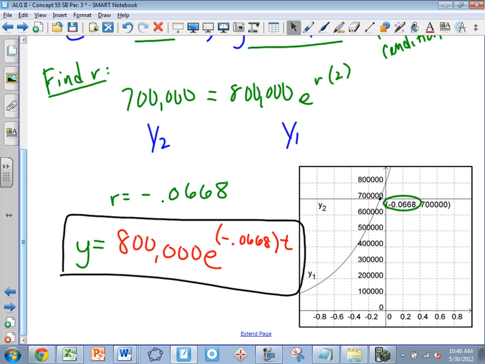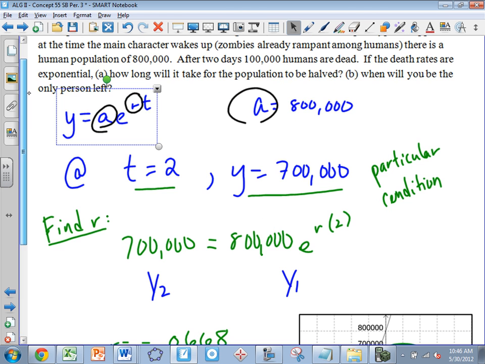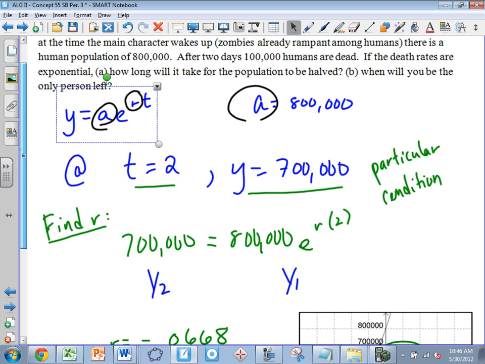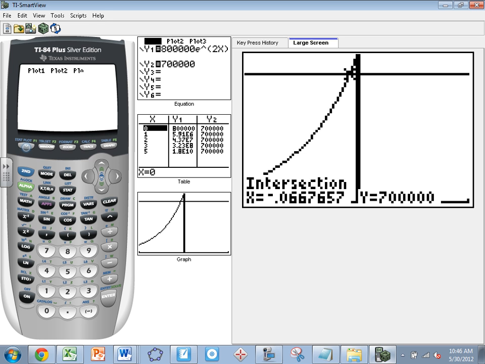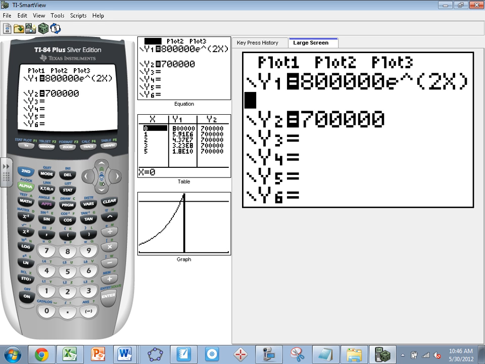Now we have to say to ourselves, how long will it take for the population to be half? What's half of 800,000? So we're going to put 400,000 here. So this is what our Y2 is going to be now. So let's go back to our graph, please. Go to your Y equals. Instead of 700,000, make that 400,000.